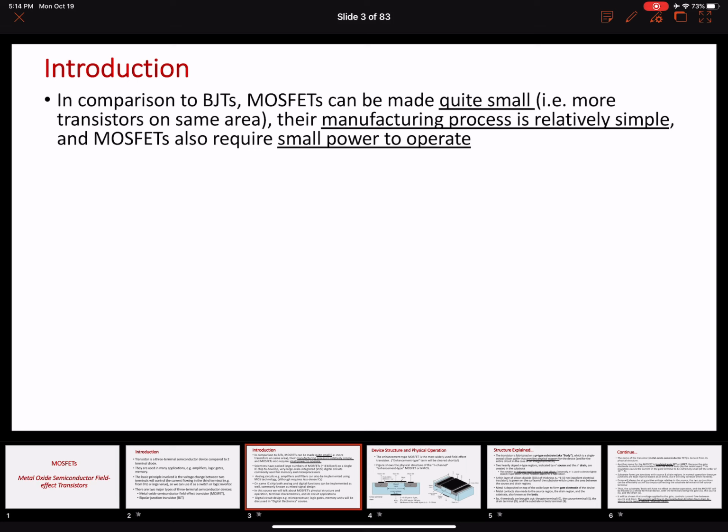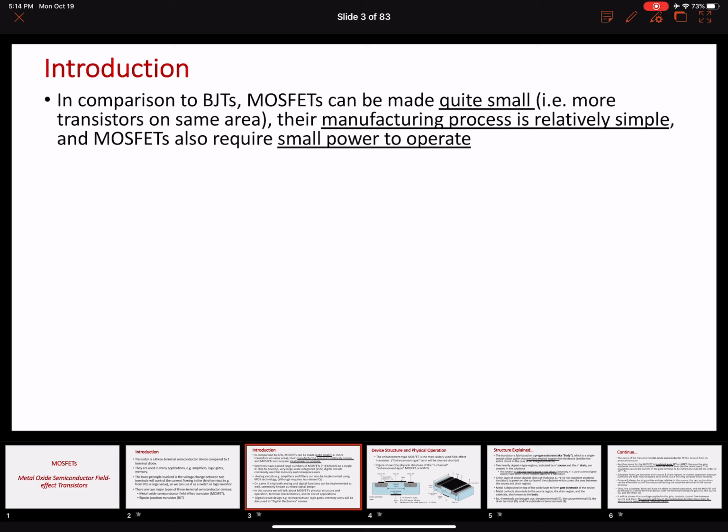MOSFETs are more commonly used in making electronic devices as compared to BJTs, especially microprocessors and memory units. There are several advantages comparatively to BJTs.